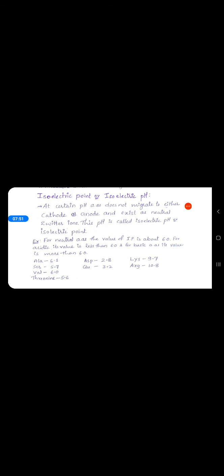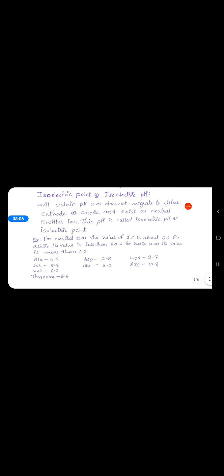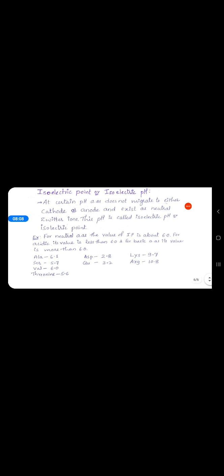Depending upon whether the pH is acidic or basic, they migrate towards the anode or towards the cathode. But at a particular pH, amino acids do not migrate towards either the cathode or the anode. At this pH, they exist as neutral Zwitter ions, and this pH is called isoelectric pH or isoelectric point.